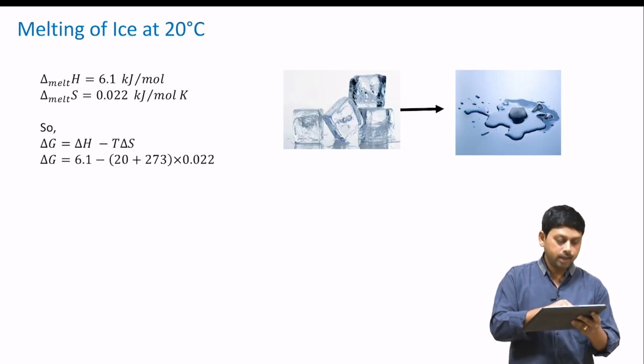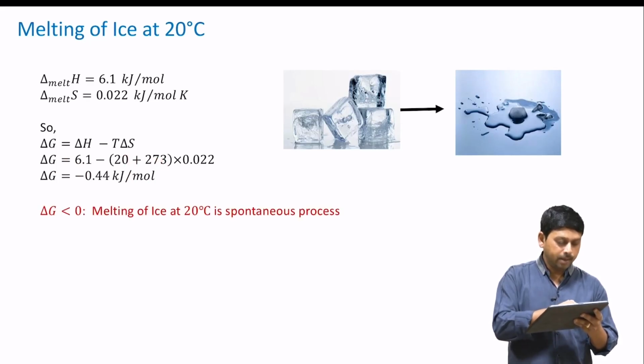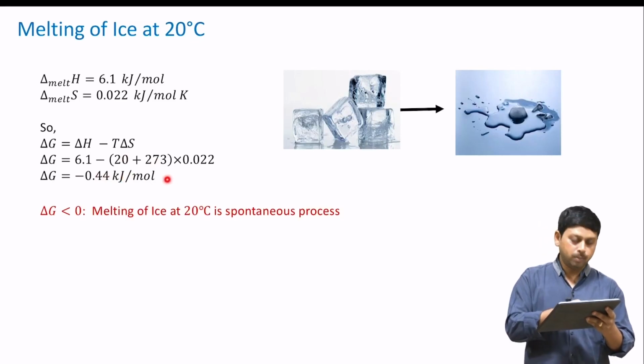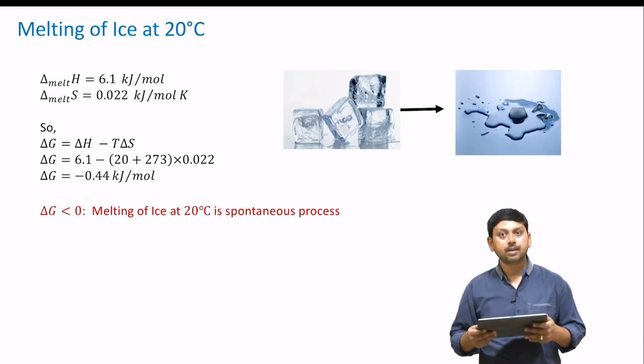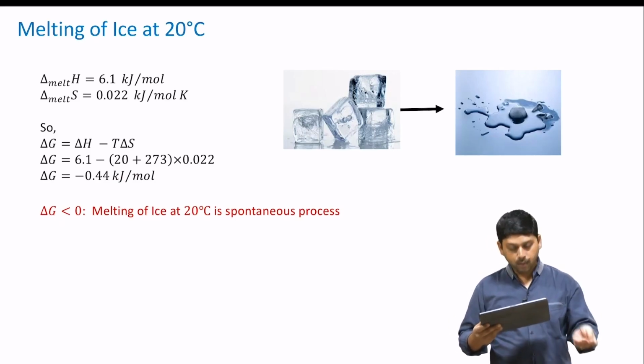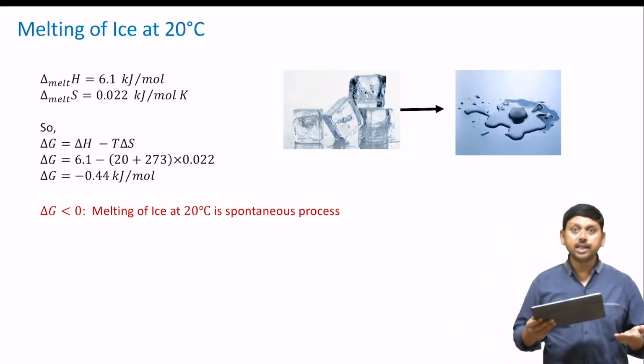So, what happens is that at 20 degrees centigrade, I can add that 20 plus 273. So, at 20 degrees centigrade, and I calculate that, I get minus 0.44 kilojoule per mole, which means that delta G is negative at 20 degrees centigrade.